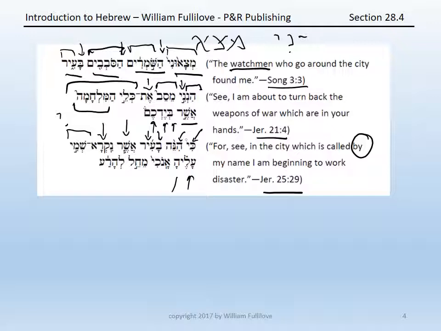Aleha, on it, anochi, the pronoun I, mechel, another hiphil participle, masculine singular of halal. Again, this time with the gloss, to begin. I am about to begin, or I am beginning. Le, ha, plus ra, for disaster or evil.